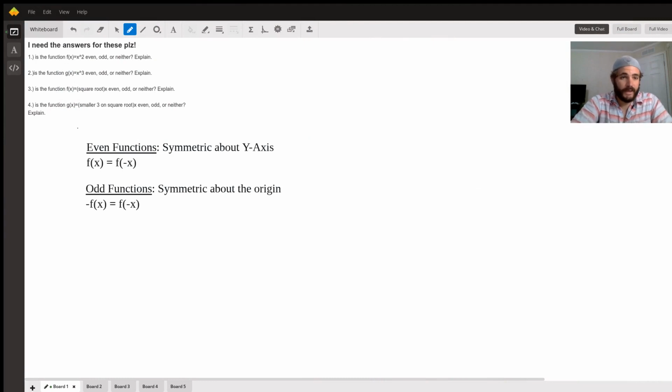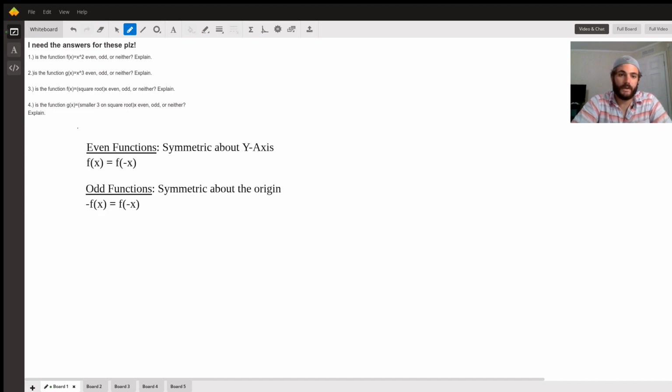So before we go ahead and try to answer this question, it's worth reviewing what even and odd functions are defined as mathematically. Even functions are defined as being symmetric about the y-axis, that's the vertical axis, and as such, f of x will be equal to f of negative x.